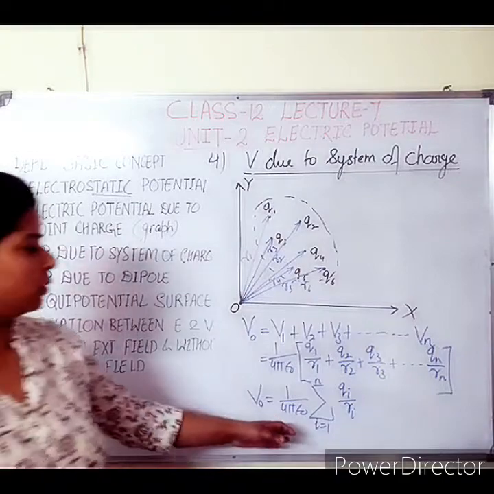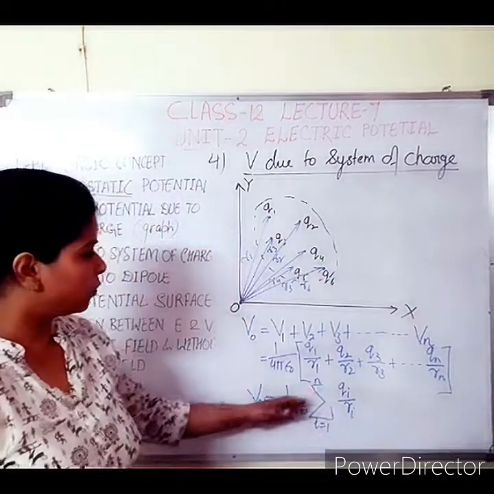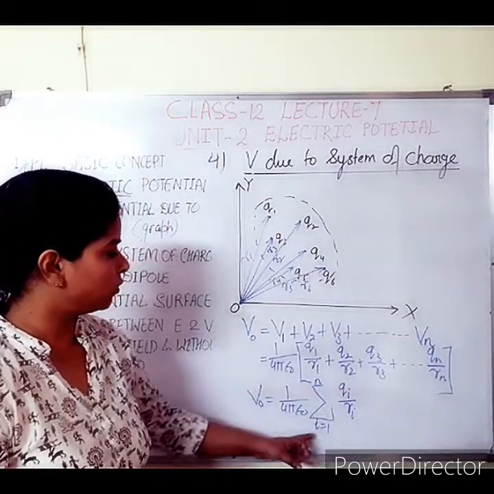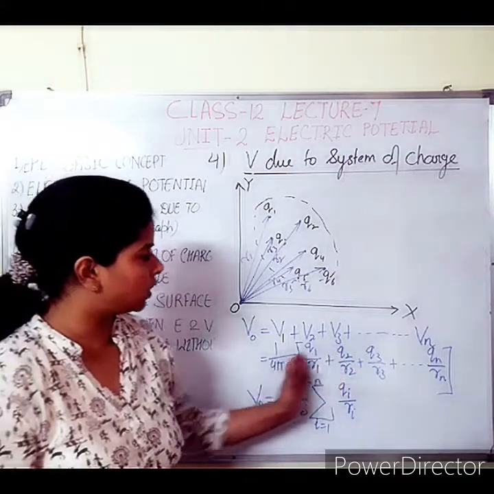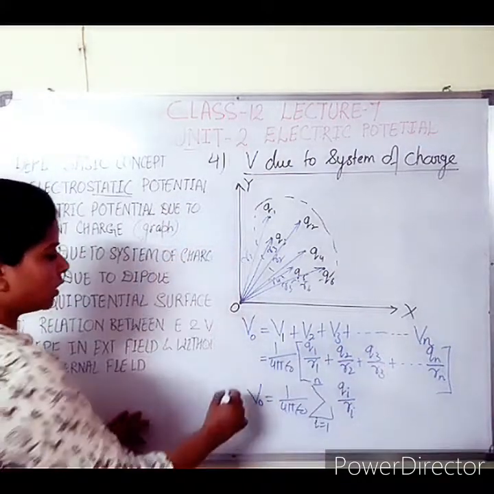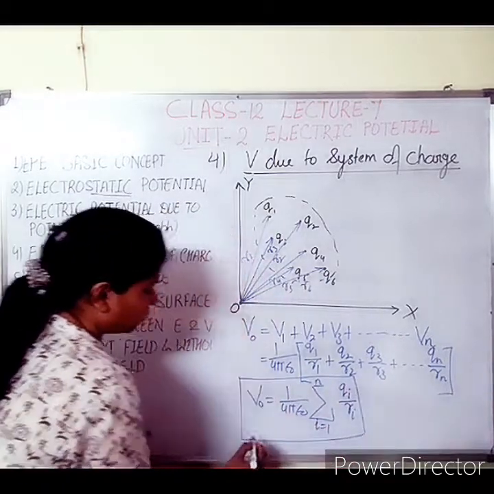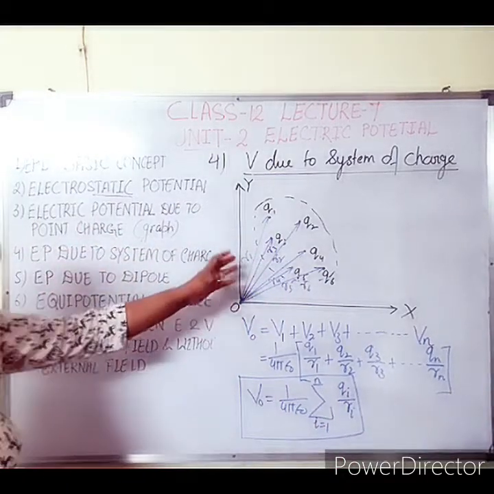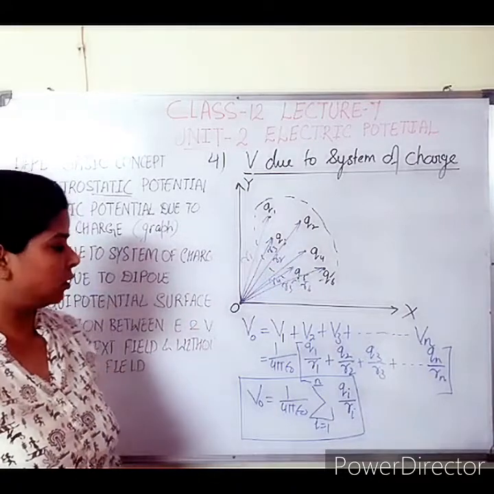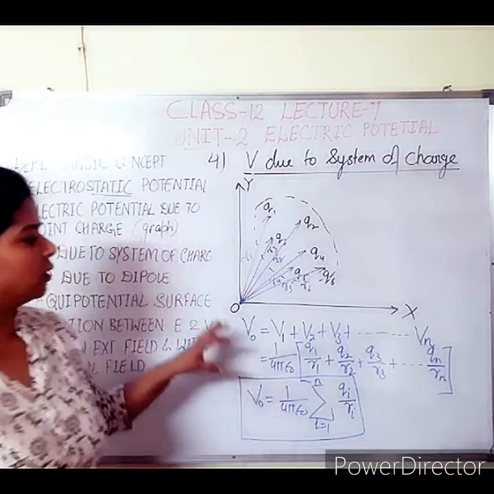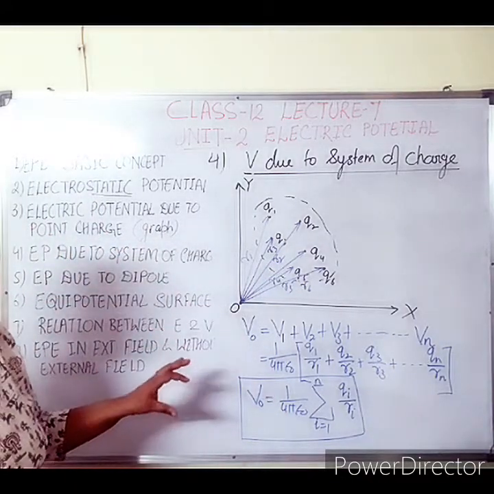Summation means what? Addition. So first you will place the value I as 1, then 2, then 3, and you will get these terms. So this one is the generalized formula for electric potential at any point O due to a system of charges. You can calculate it, and these steps are important to solve the numericals.